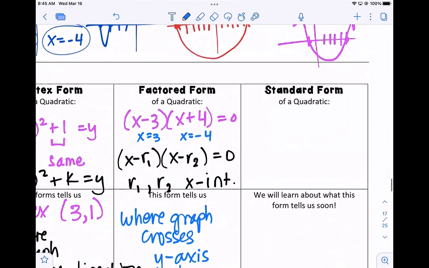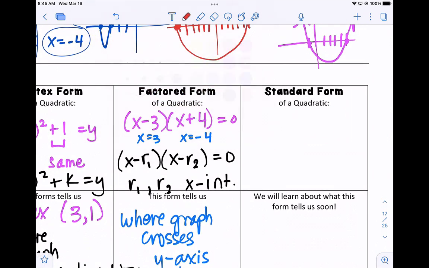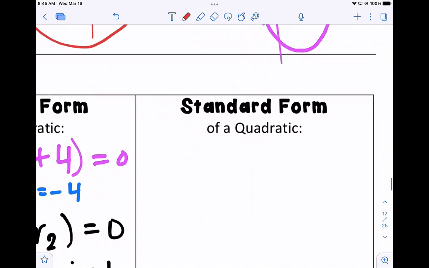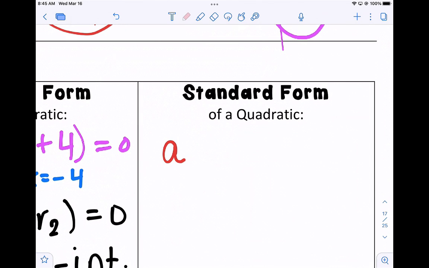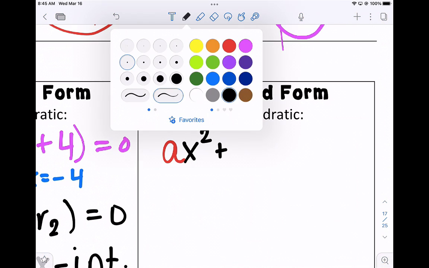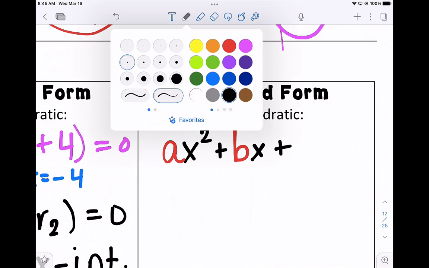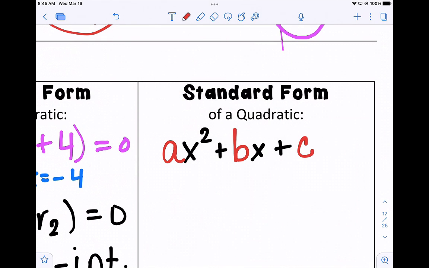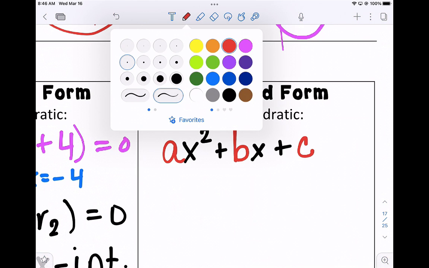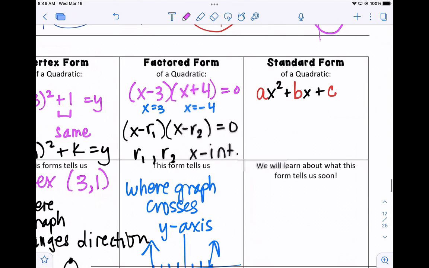And then lastly, standard form of a quadratic. This is where it's new. And I mean, we've been looking at this form before. It's just when it's written out. So it's ax squared plus bx plus c, where a, b, and c are the numbers. So this is when it's written out. There's no parentheses. Standard form of a quadratic.